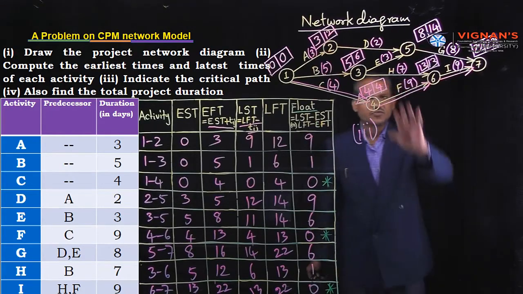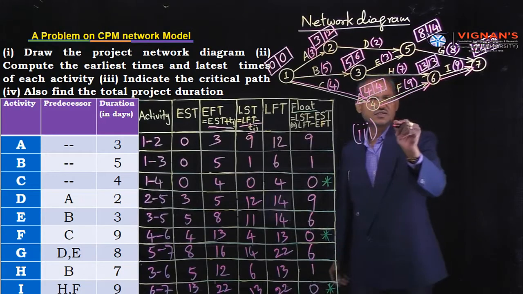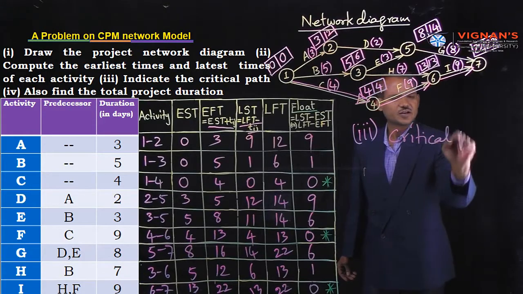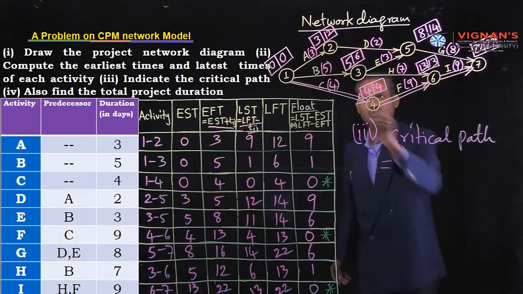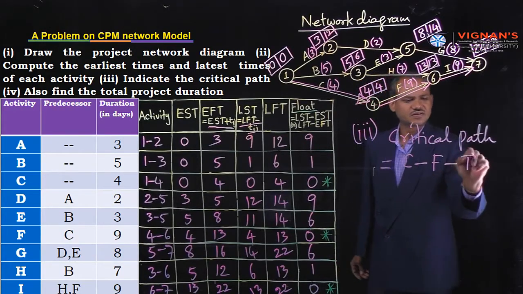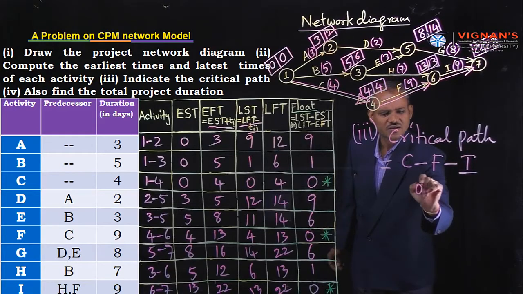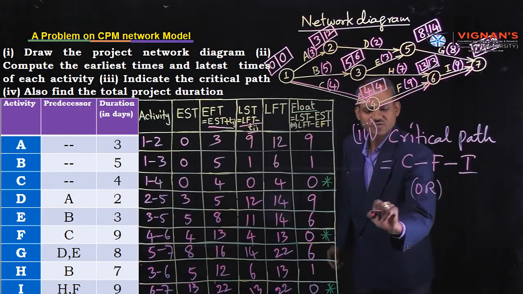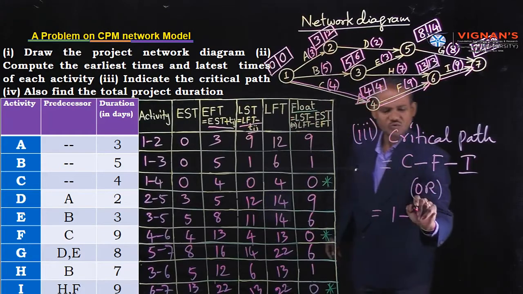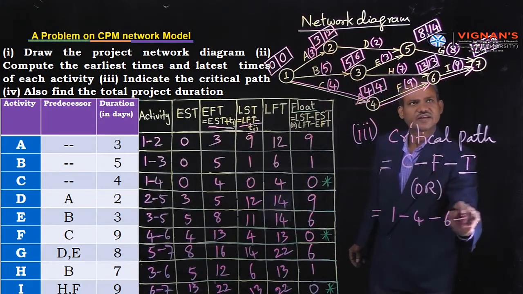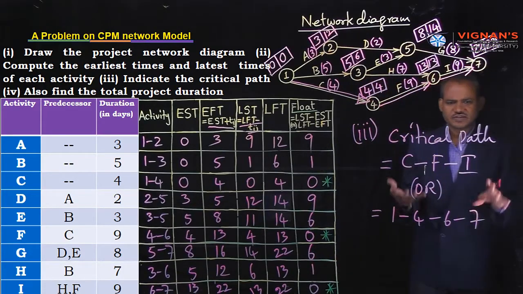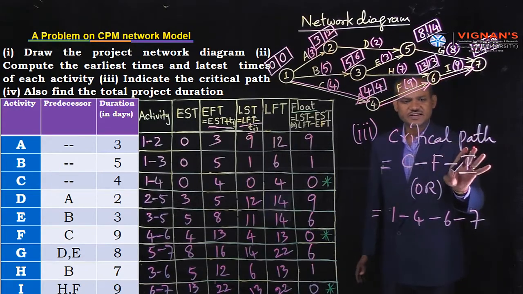Now, from this diagram, it is observed that the critical path means this path. And also write one sentence: critical path is equal to C, F, I. This is one way of representation, or in another way also we can write, in terms of events or nodes: 1 dash 4 dash 6 dash 7. In both ways we can write. We have indicated the critical path.